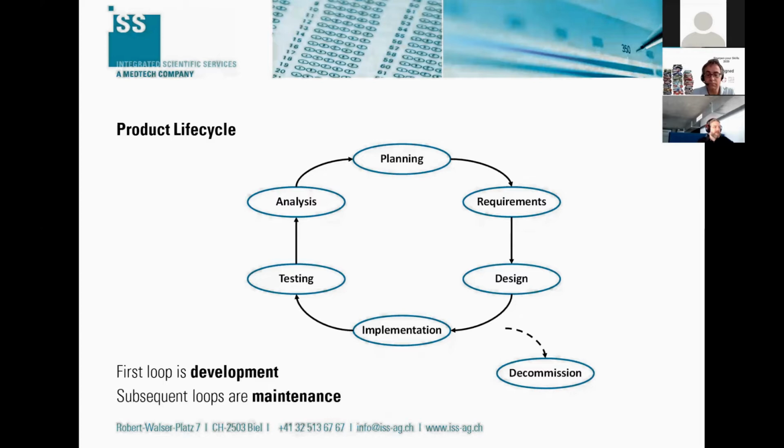The subsequent loops we usually refer to as maintenance. Once a product is no longer useful, it's decommissioned, depending on its form. If it's a device, you pretty much decommission the device. If it's a service, by switching it off, etc. There are some requirements, but that's something for another time.